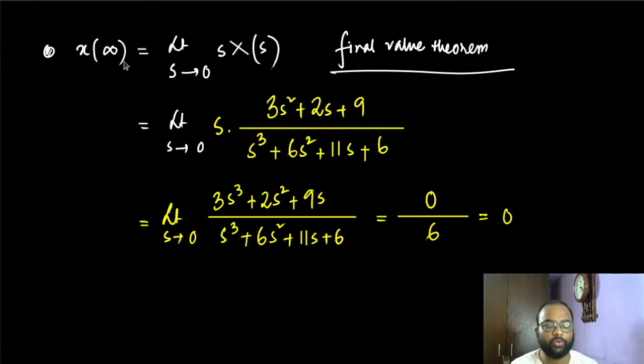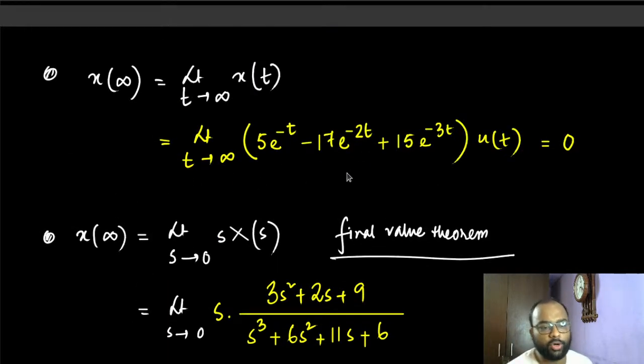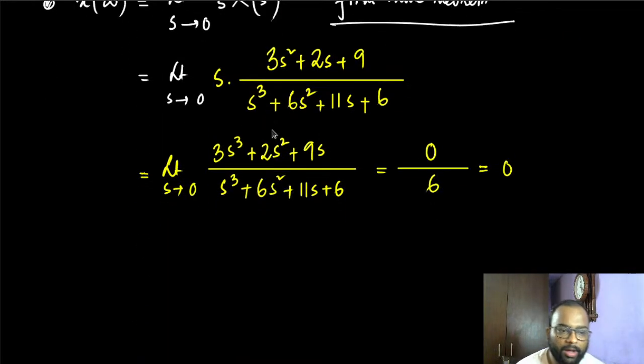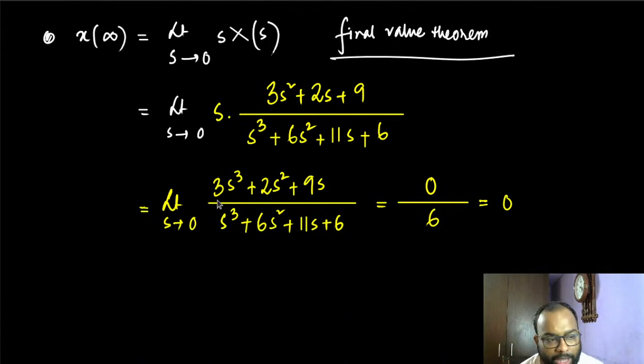So when you don't want to do the inverse Laplace transform, or you don't have the inverse Laplace transform at hand, then you can actually apply the final value theorem to calculate the final value of the response. Sometimes we need this kind of thing to know certain things about the system. Later on it will be more evident.